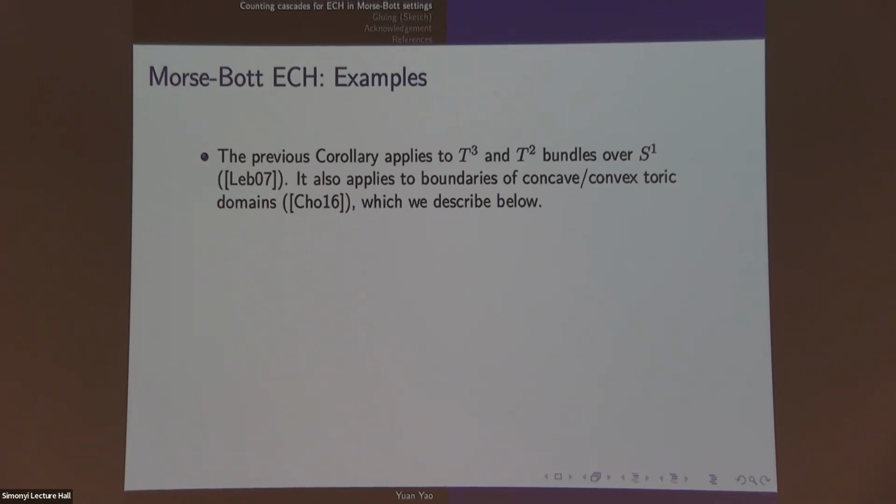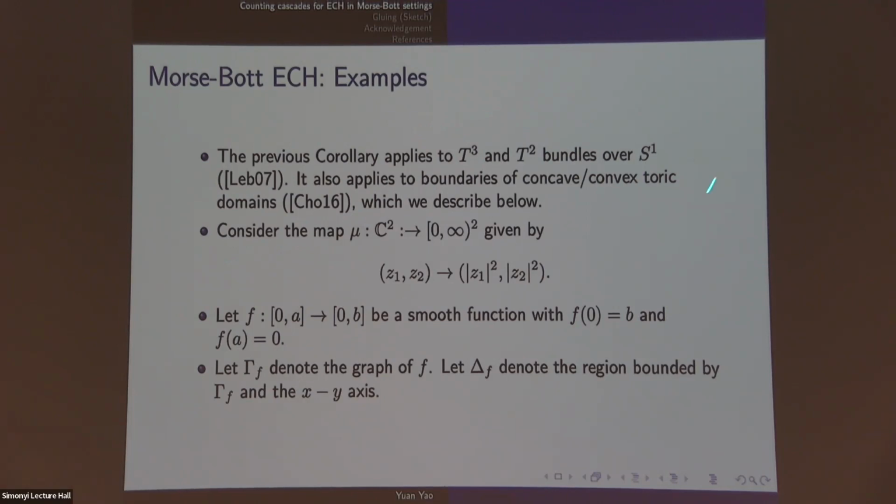Okay, so consider the moment map from the T2 action on C2. If you don't know what the moment map is, just look at this map. Okay, so if you choose a smooth function from 0 to A to 0 to B with 0 mapping to B and A mapping to 0, I'll show you a graph of this function on the next slide. And let gamma F denote the graph, and let delta F denote the region bounded by the graph and the xy axis. I'll show you a picture.